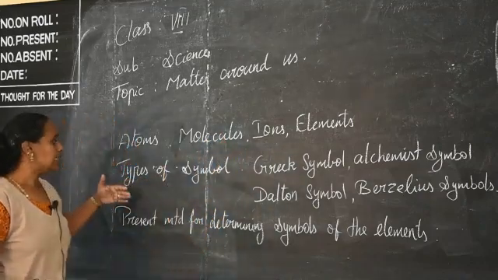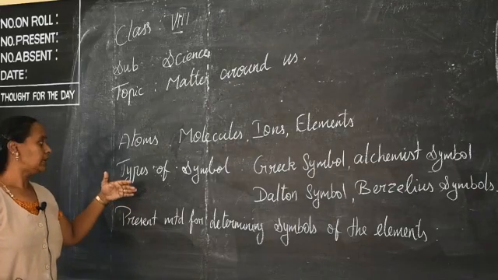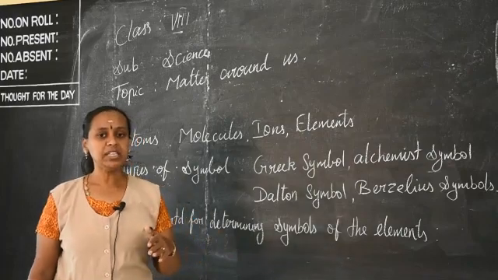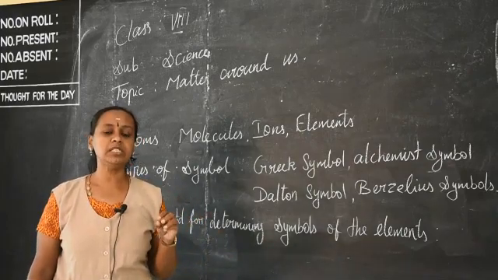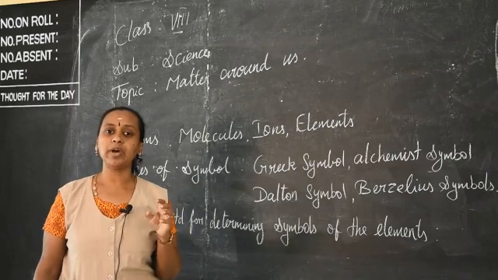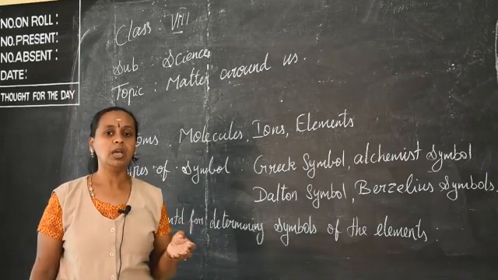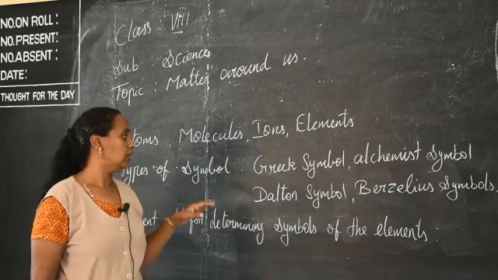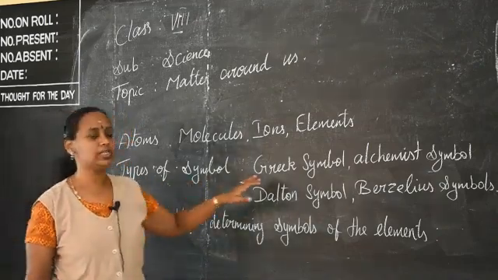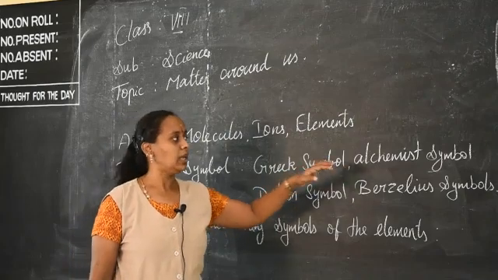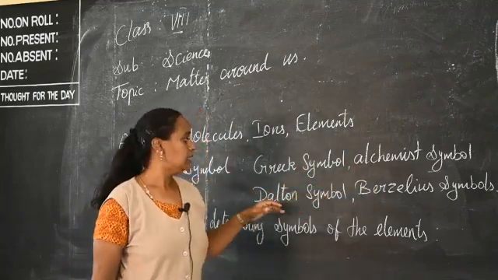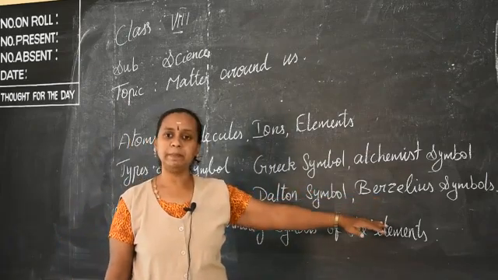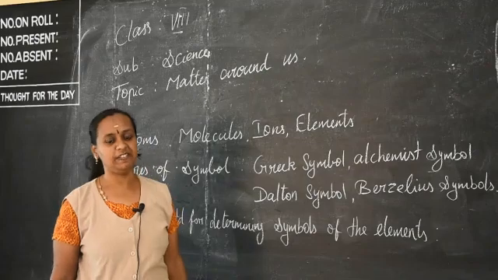Now the next topic we deal with is types of symbols. In the olden days, to mention the elements, they used some symbols to identify them. A symbol is just a sign or notation to identify what type of metal it is. In the olden days, they used Greek symbols, then alchemist symbols, then Dalton symbols and Berzelius symbols. At present we use the Berzelius symbols, which are made up of alphabets.